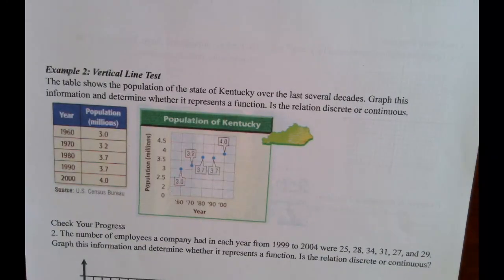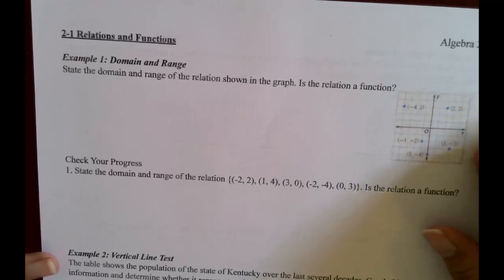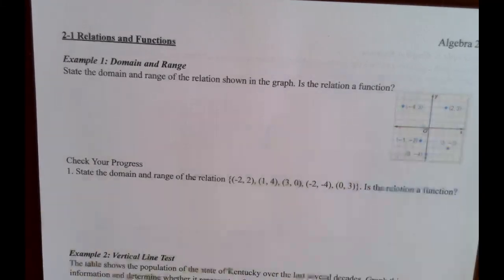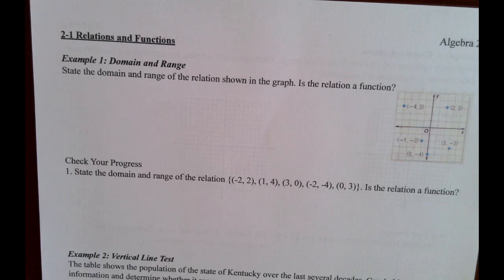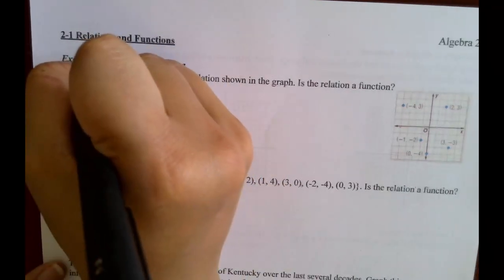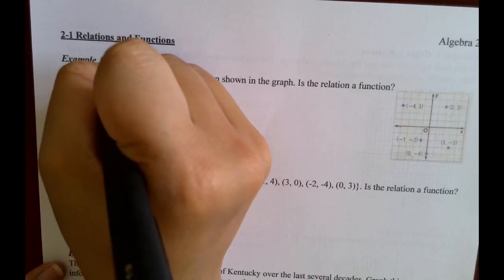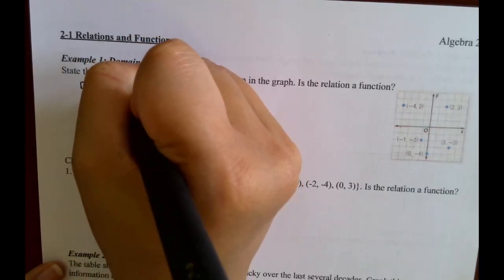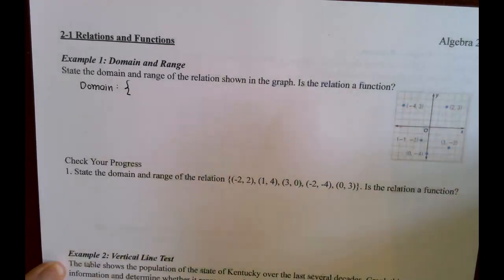So here we're going to start off with example 1. We're going to state the domain and range of the relation shown in the graph and then determine whether or not it is a function. Okay, so the domain is all of your x values. So here your domain, we're going to list them in order.